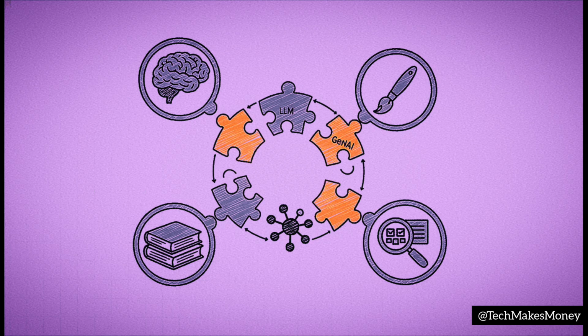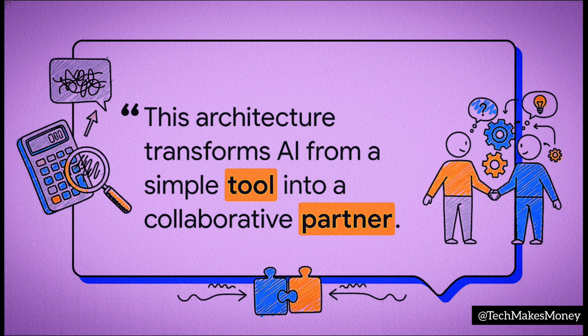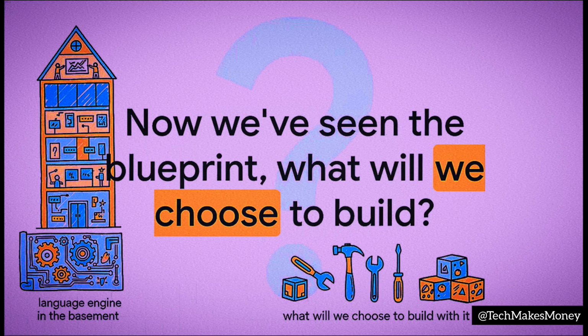act on your behalf. And this is why this is such a game changer. It means AI is transforming from just being a simple tool like a calculator into a genuine collaborative partner. It's something that can work with you to solve complex problems. So there you have it. You've seen the blueprint. You know the layout of the building, from the foundational engine all the way up to the strategic penthouse. The only real question left is, now that we know how it works, what are we all going to choose to build with it?